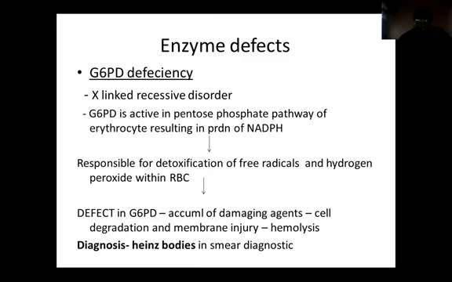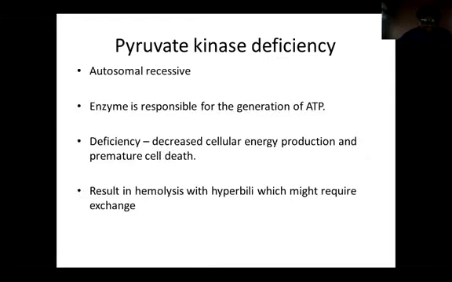How do you diagnose? Diagnosis is once again by peripheral smear. Heinz bodies in the smear are diagnostic of G6PD deficiency. Next, pyruvate kinase deficiency. It is an autosomal recessive disorder, responsible for generation of ATP, adenosine triphosphate. Deficiency results in decreased cellular energy production and premature cell death. This results in hemolysis with hyperbilirubinemia, which might require exchange transfusion.